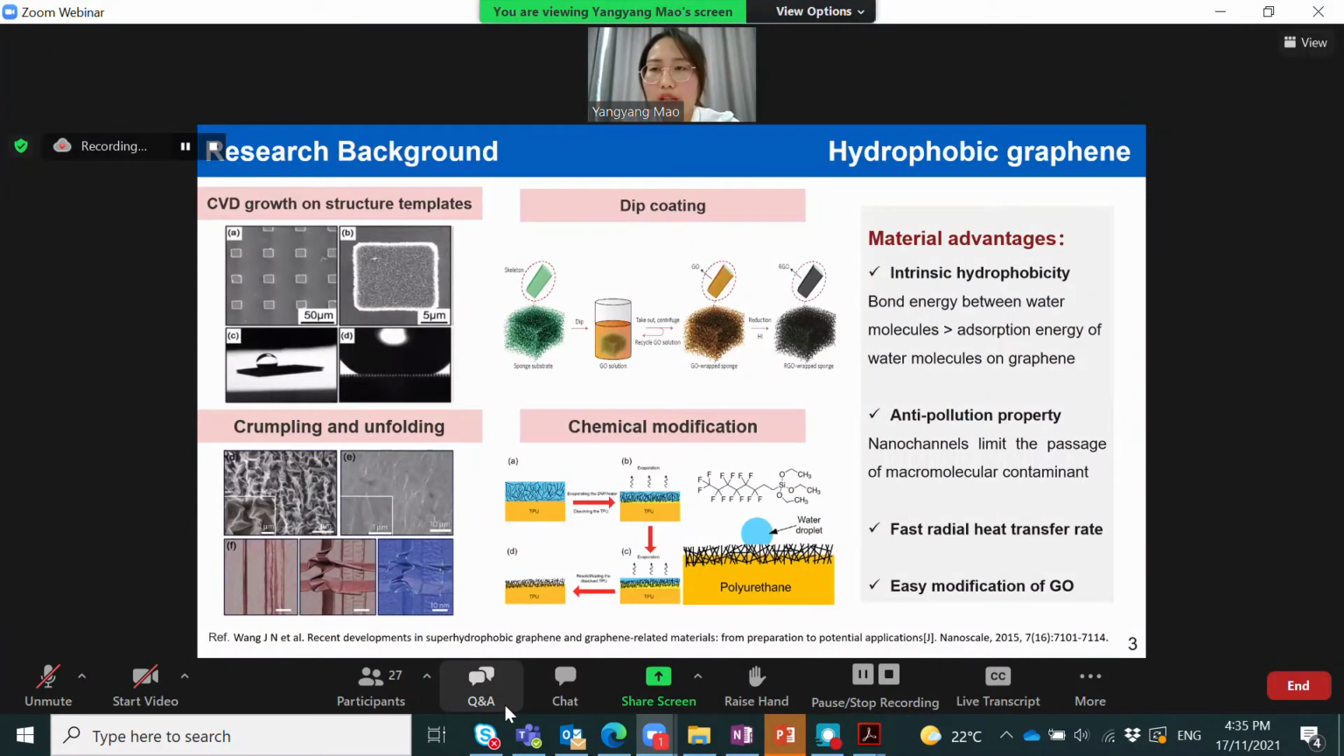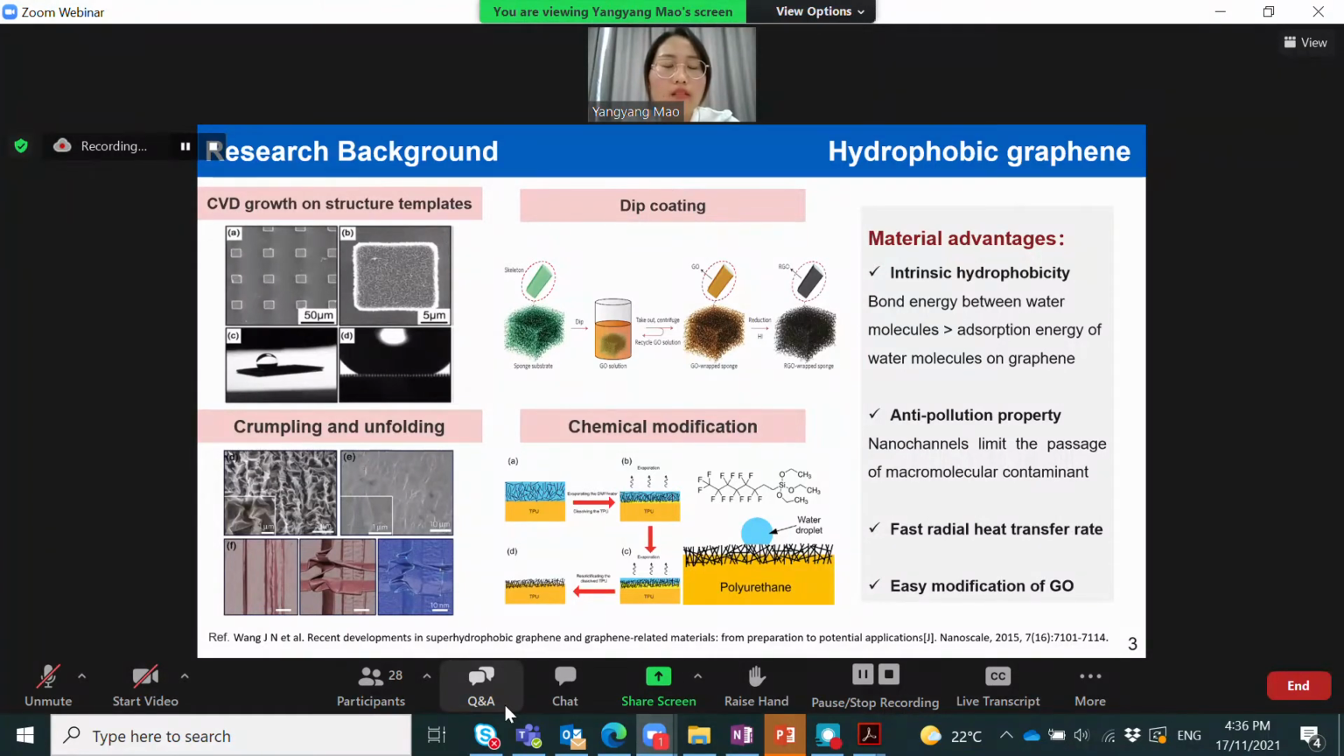Among new materials, graphene or graphene oxide has shown unique material advantages. The first is that the bond energy between water molecules is larger than the adsorption energy of water molecules on the graphene surface, so it shows intrinsic hydrophobicity. Secondly, the nanochannels of graphene-based membranes will limit the passage of macromolecular contaminants, and it shows anti-pollution properties. The third is that the fast radial heat transfer rate of graphene and the easy modification of graphene oxide also make it suitable for the membrane distillation process.